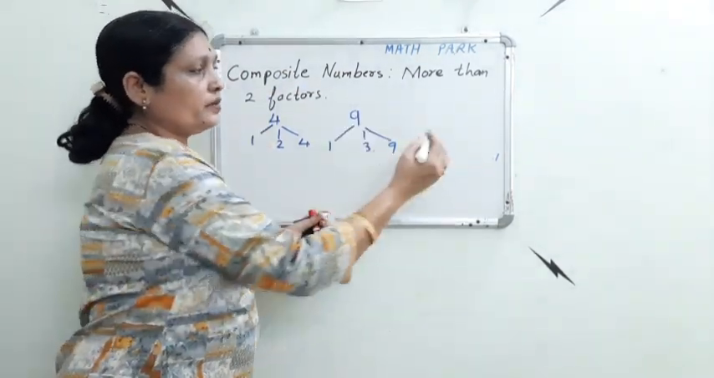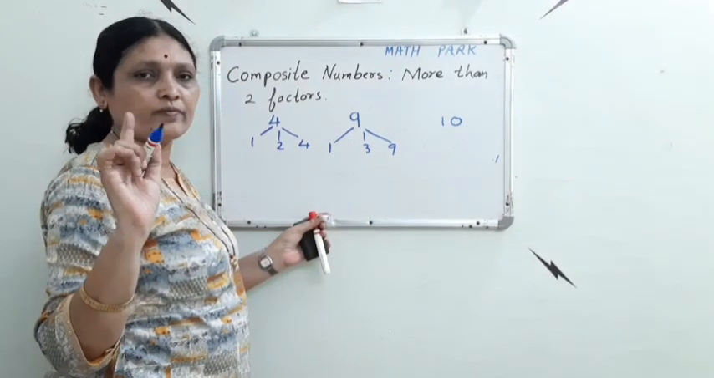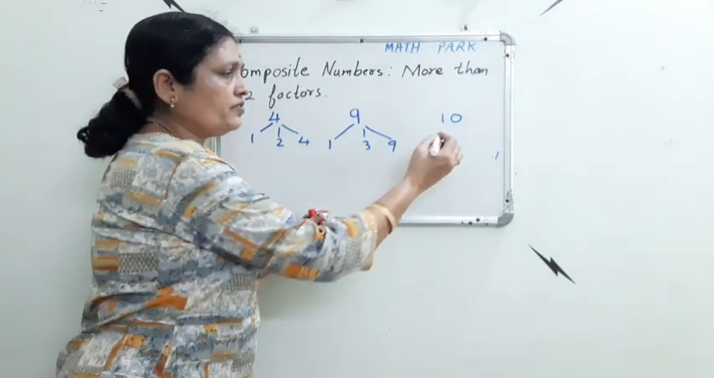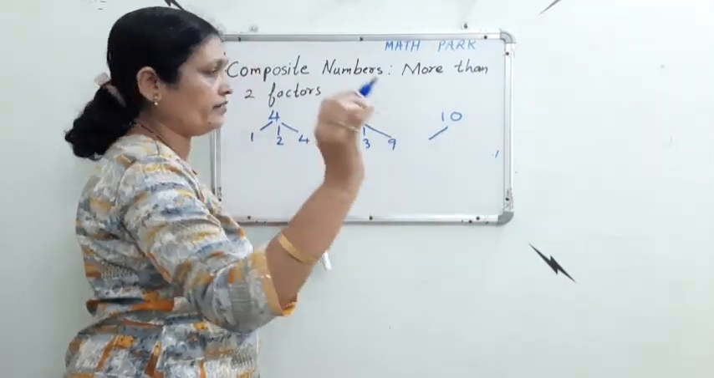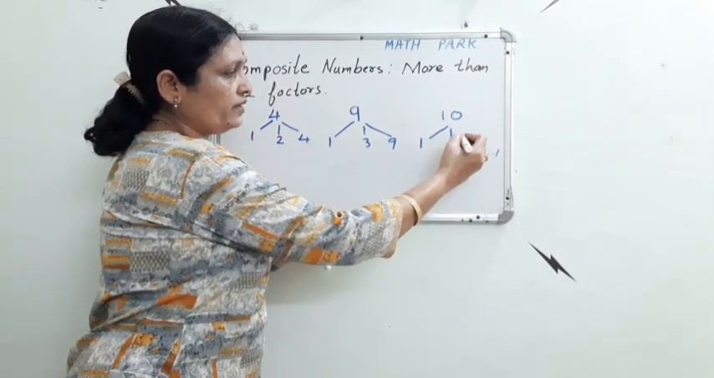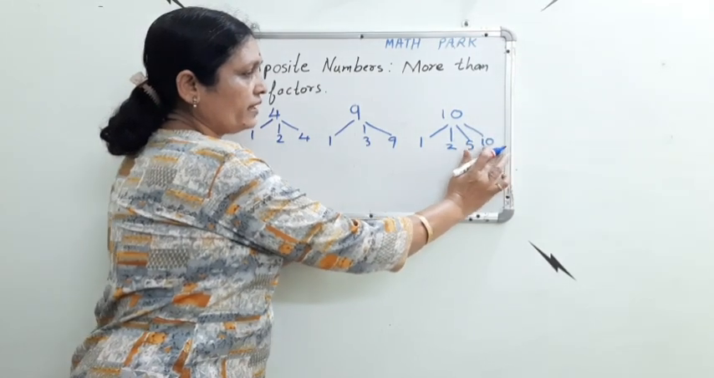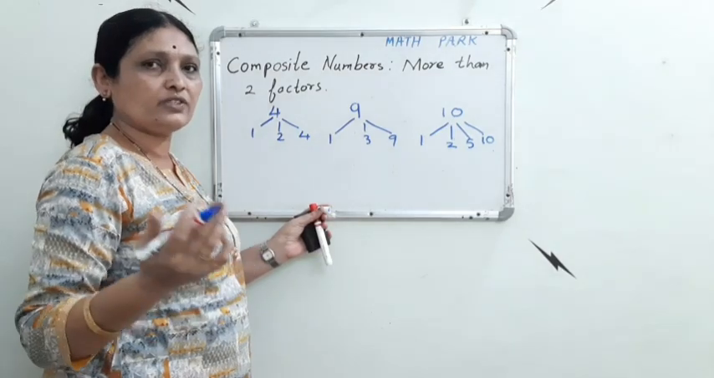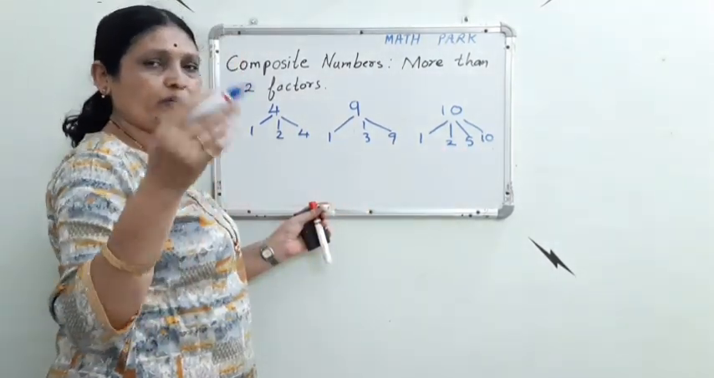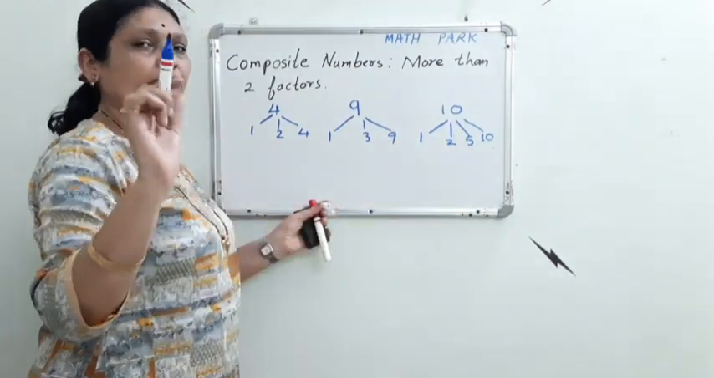Another thing to remember: all the numbers which are ending with 0 are going to be composite, and these numbers will definitely have 2 and 5 as factors. Factors of 10: 1 into 10 is 10, 2 into 5 is 10. So 1, 2, 5 and 10 are the factors of 10. So 10 is again composite, having more than 2 factors. And look at this, 2 and 5 will always be there. You can try taking factors of any number ending with 0. Always 2 and 5 will definitely be factors.